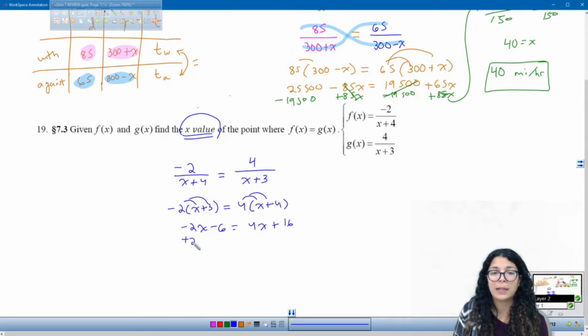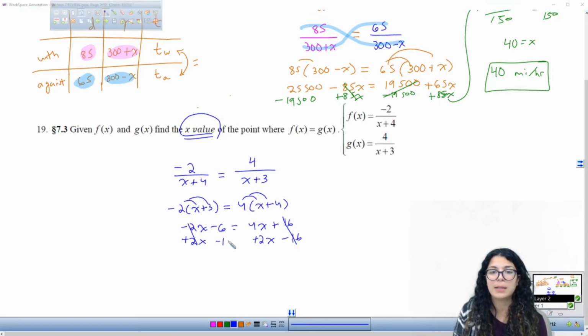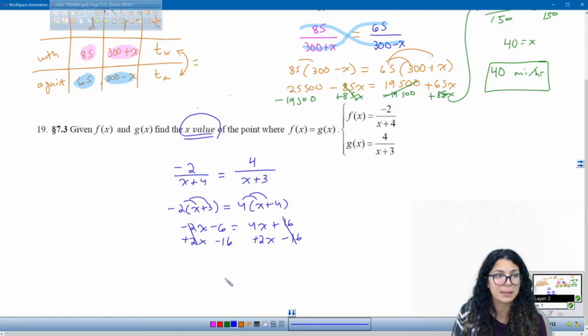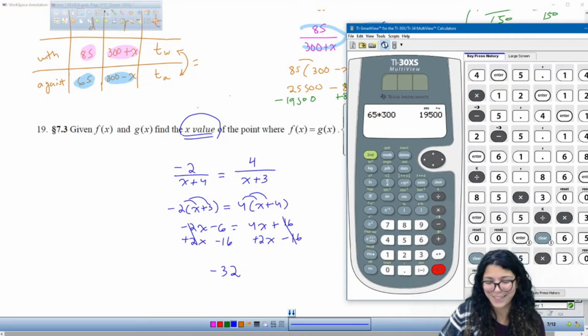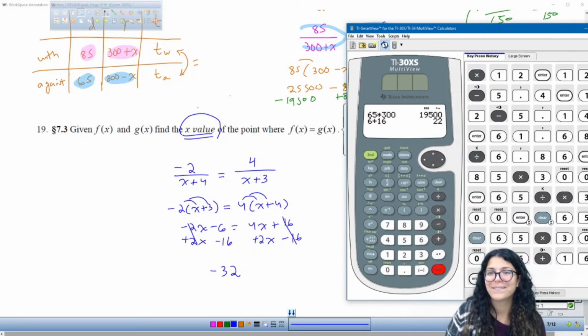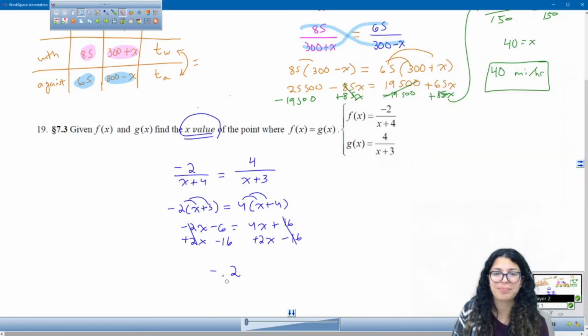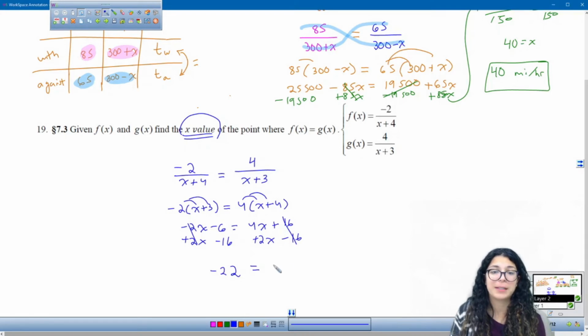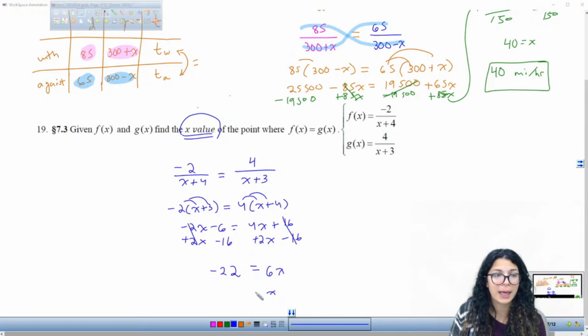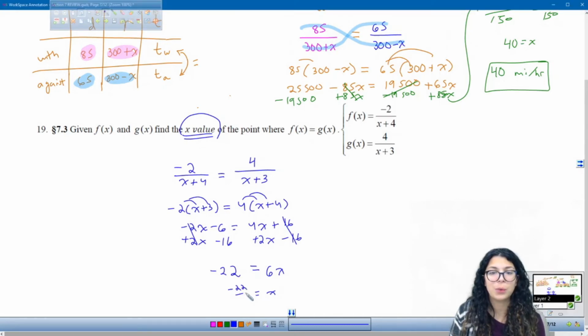Then to solve, we're going to add 2x on both sides to bring the variable to the right. Subtract 16 on both sides to bring the variable to the left. -6 minus 16 is -32. No, 22. I think 22. Let's check. Yeah, 22. And 4x plus 2x is 6x. Divide by 6 on both sides, we get x equals -22 over 6.